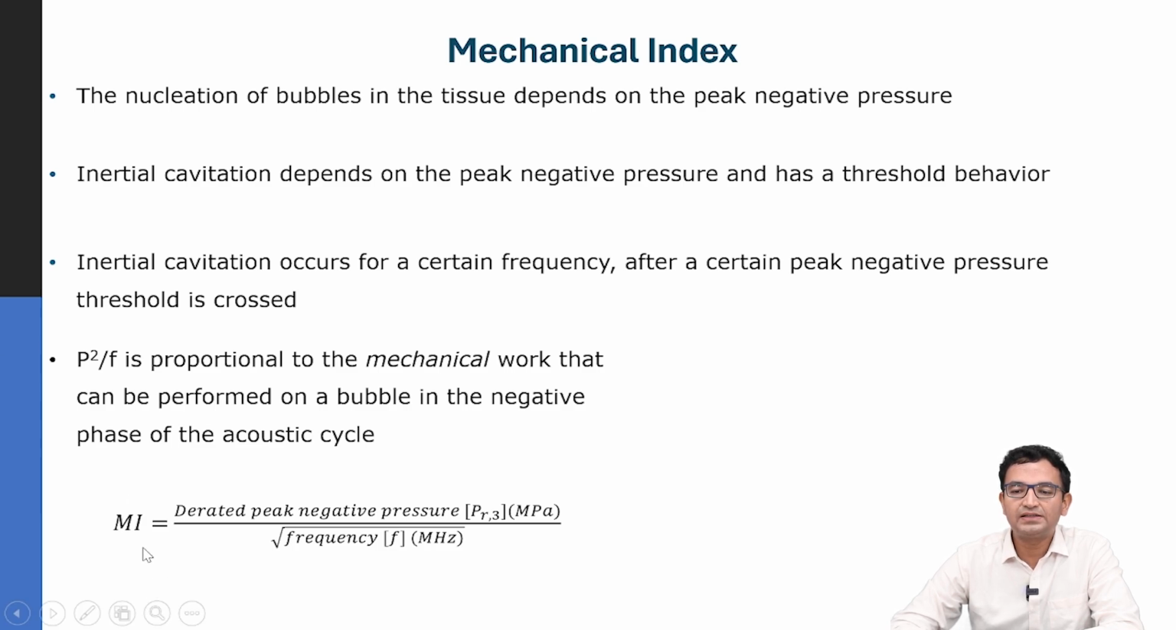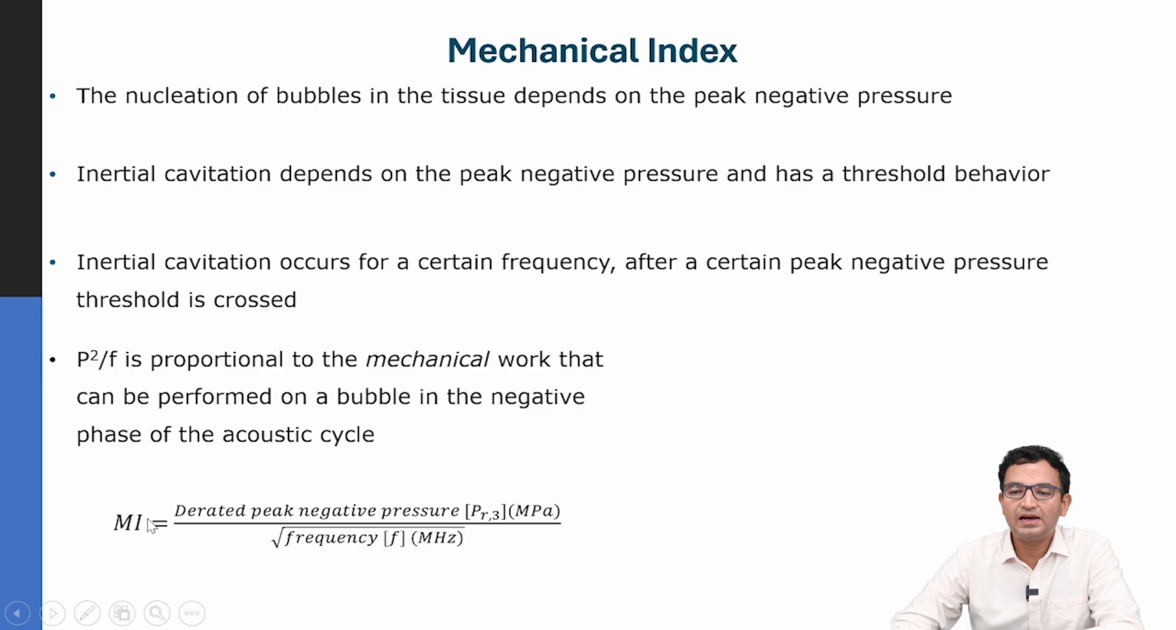So mechanical index is calculated as the derated peak negative pressure, which is essentially the pressure in situ at the location of interest. I'll discuss what I mean by derating in the next slide, but this is a peak negative pressure in megapascal, and then in the denominator you have a square root of frequency in megahertz. Also, the mechanical index is made dimensionless by multiplying it with relevant units so that it just becomes a number without any dimensions.